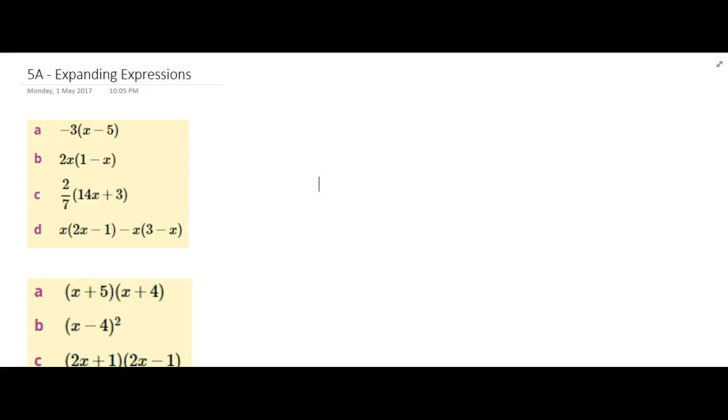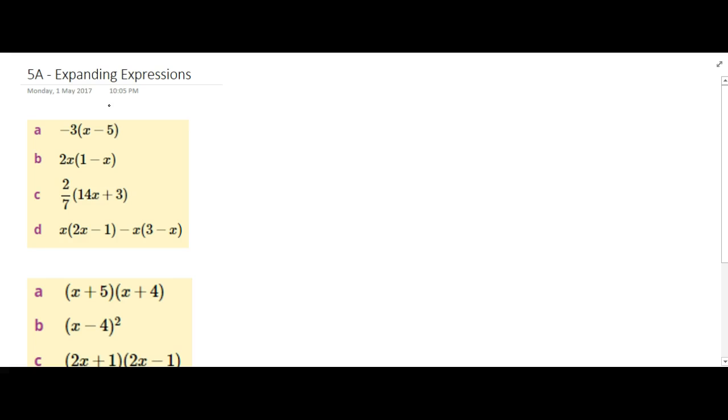Okay guys, a video on expanding expressions just before we launch into our quadratics unit. So I'm just going to go through a refresher from last year. These first examples here are involving one bracket. So the idea is to get rid of the brackets, that's what expanding means.